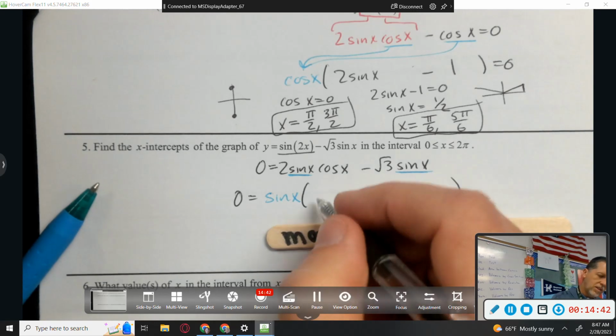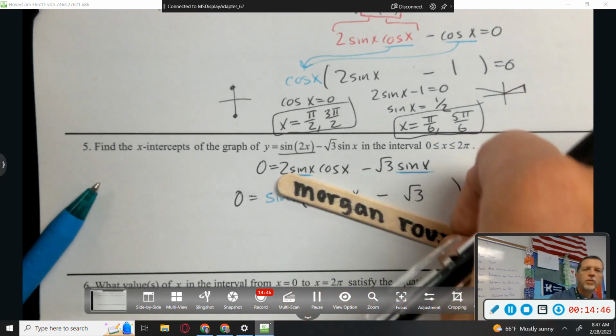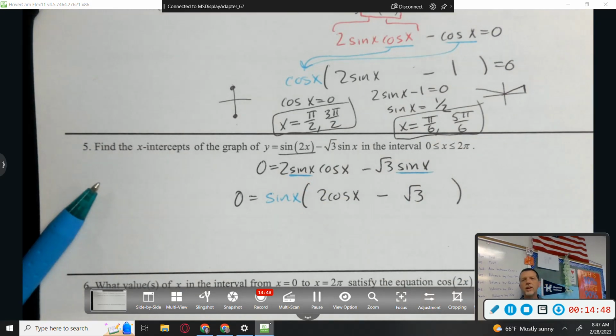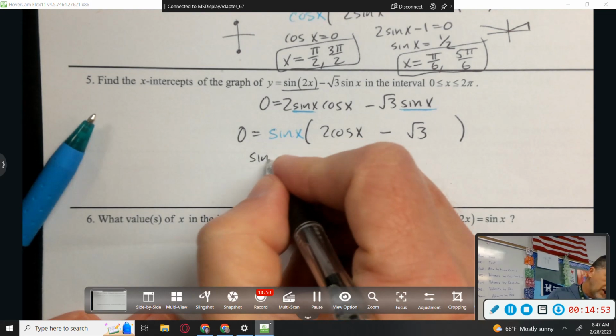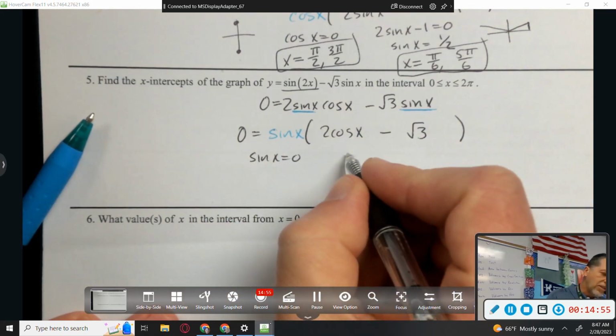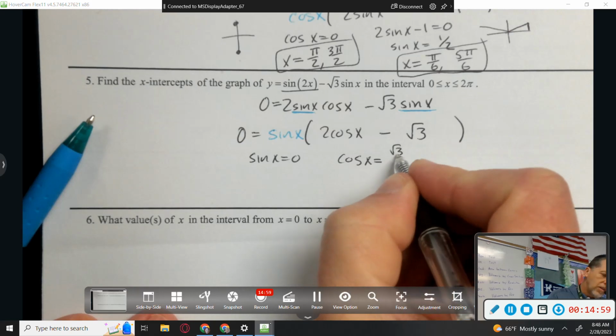2 cosine minus square root of 3. Good. 2 cosine x minus square root of 3. And then, just like we just did, sine of x equals 0. Can I skip a step? What's cosine of x going to be? Root 3 over 2.